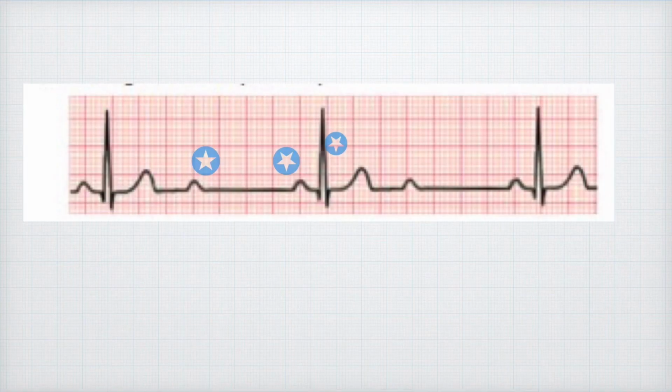This ECG shows a QRS complex following every second P wave. This is 2:1 AV block. Here PR interval is normal and constant.